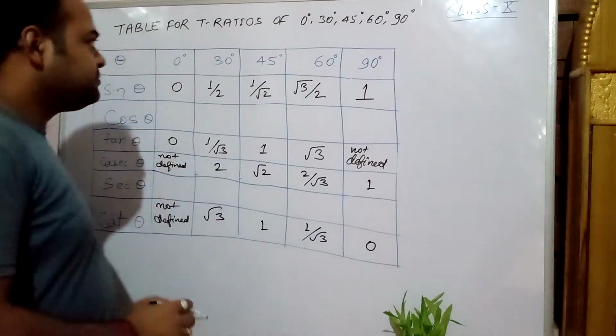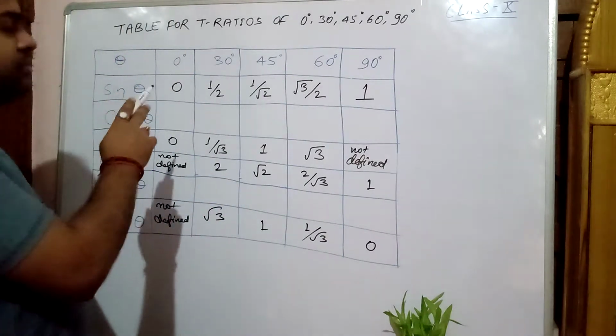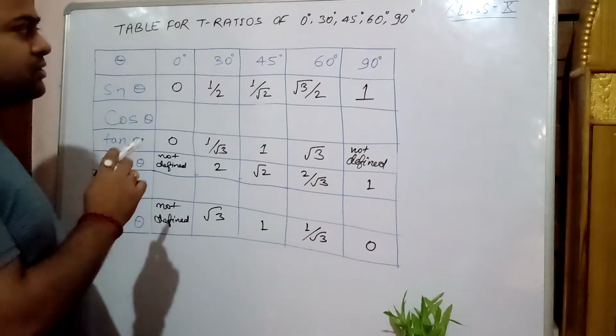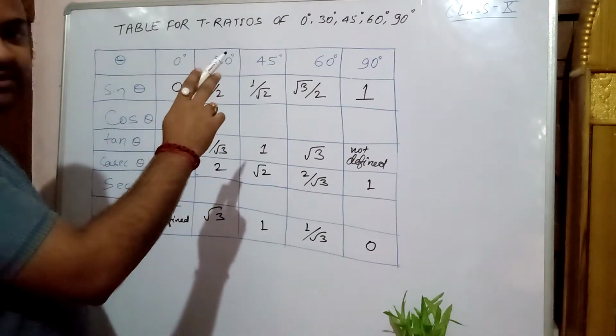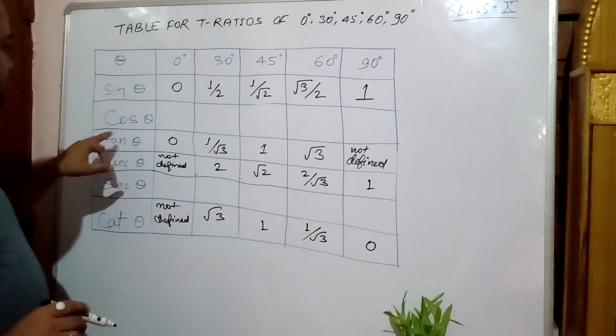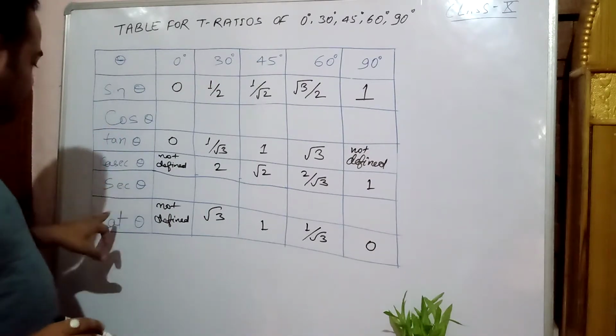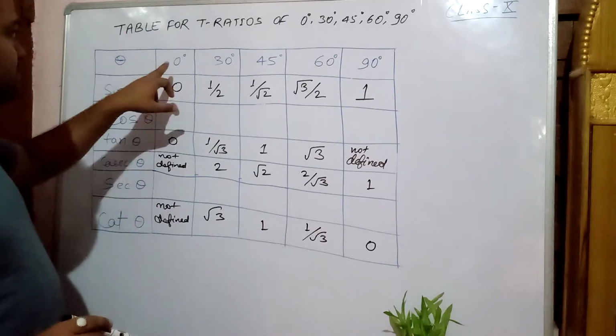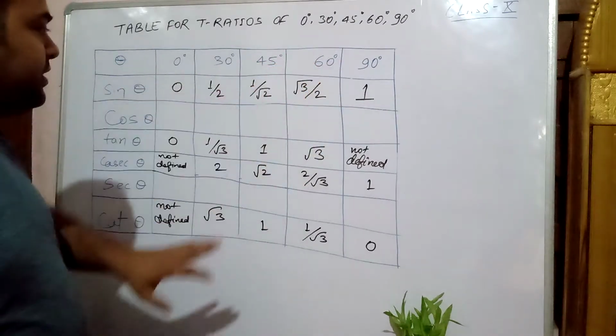Good morning everyone. This is the table for trigonometric ratios of 0 degree, 30 degree, 45 degree, 60 degree, 90 degree. You have to remember sin theta, cos theta, tan theta, cosec theta, sec theta and cot theta for 0, 30, 45, 60 and 90.